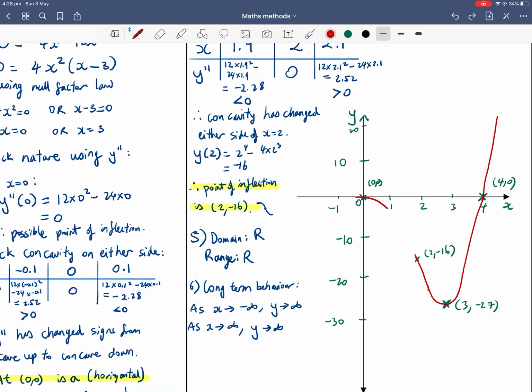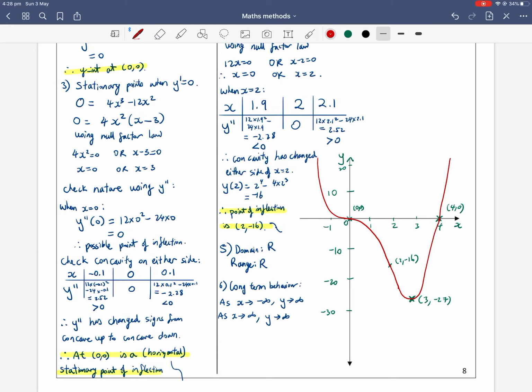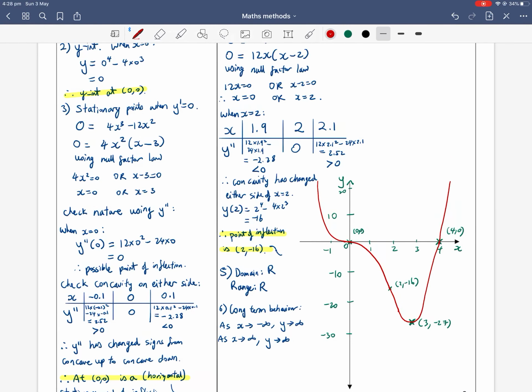So let me just draw that better again. So we know that's concave down, it's going to meet back there. And then over on the left of that point of inflection, we know it's a concave up kind of shape. Like that. So there we go, we've drawn our graph. We've labeled the key points, our x-intercepts, y-intercepts, stationary points, and points of inflection.